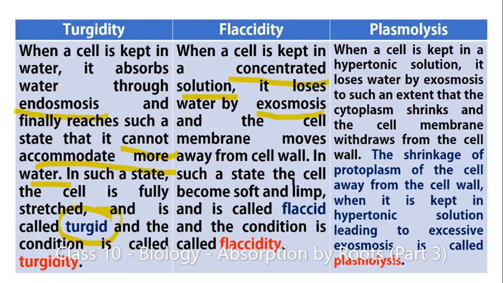As the water molecules come out, the cell will become soft and limp because it is losing water. It will not have that strong turgid system. Instead, it will become very soft and limp. It no longer remains strong. And so this condition is known as flaccid. And this phenomenon is called flaccidity.